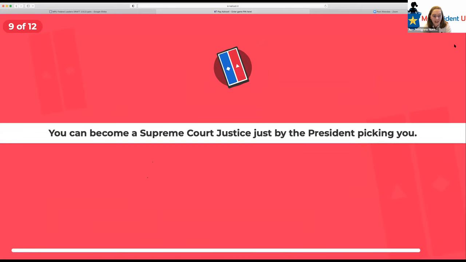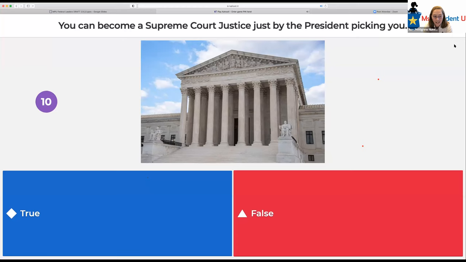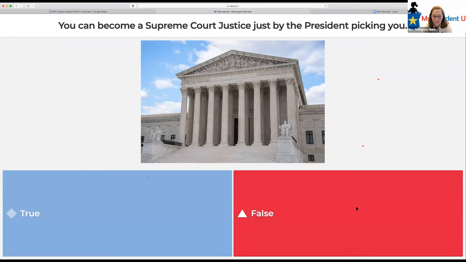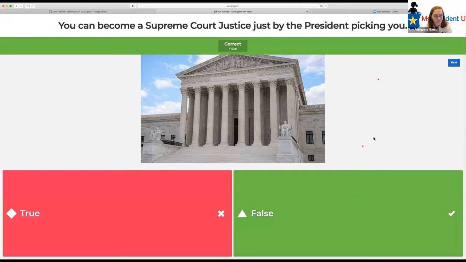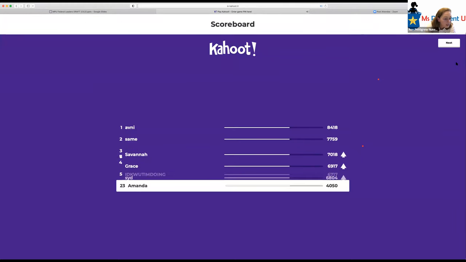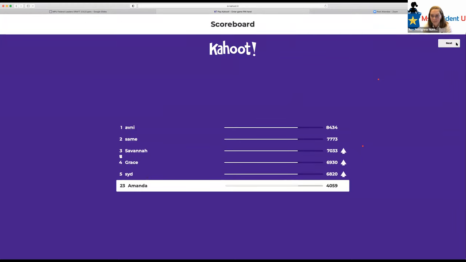Number nine, you can become a Supreme Court justice just by the president picking you. True or false? It takes more than just the president picking you, right? Because your nomination has to be endorsed and approved by the legislature.